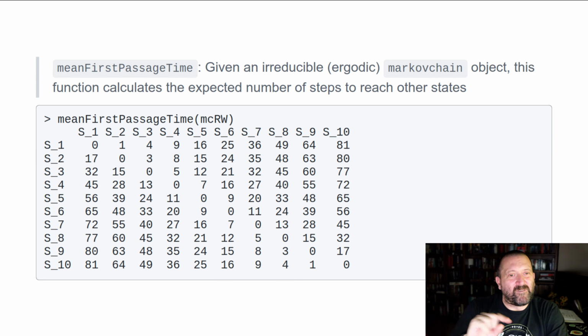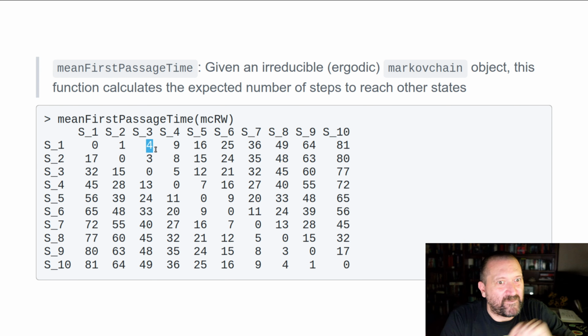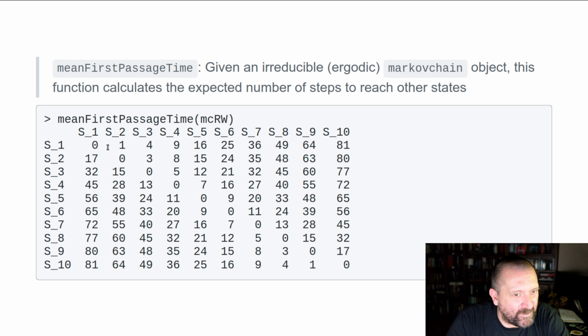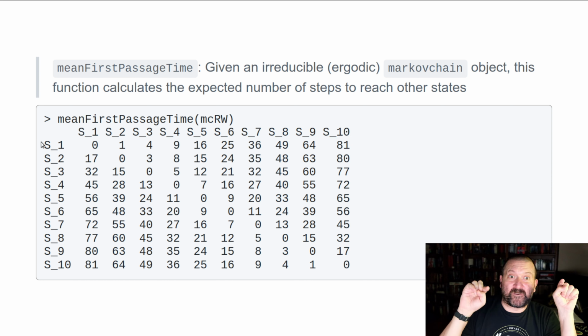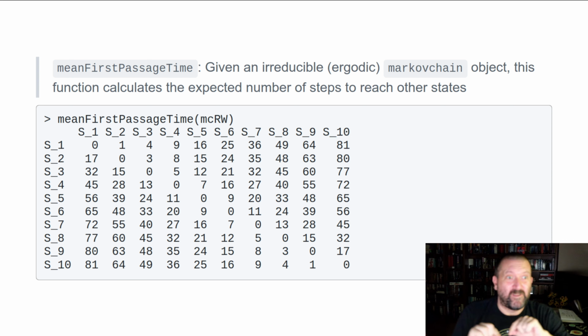Okay, so that's why that number is not 2, because I can still move left once I've moved to S2, and so on and so forth. So this is going to give you the average number of steps before you go from a given state into another one. Okay. So this is interesting. For example, on average, it will take you 81 steps to go from one end of a chain with 10 states to the other end. 81 steps, sorry.